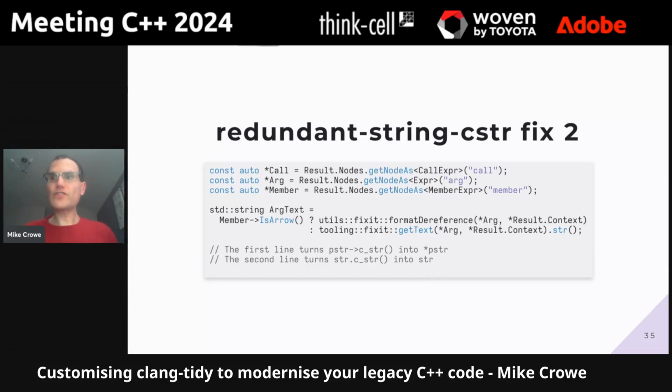The code to do this used to be in the check itself, but it's been moved out to a helper so it can be used elsewhere. It actually contained a bug if the arrow operator was overloaded, which I needed to fix and send upstream. If the call just uses a dot, we just use the expression directly. The extra call to here turns a string reference into an actual string, since there's no implicit conversion.